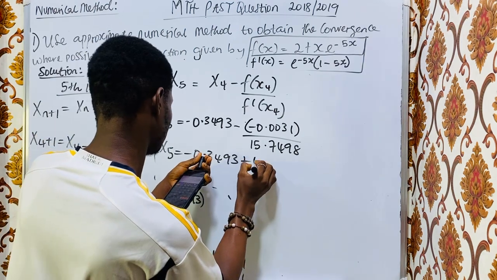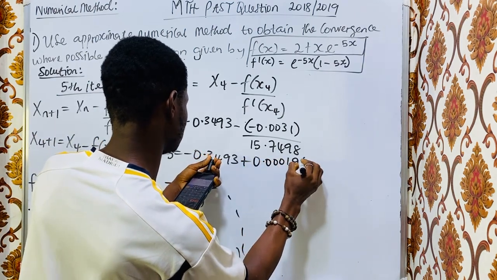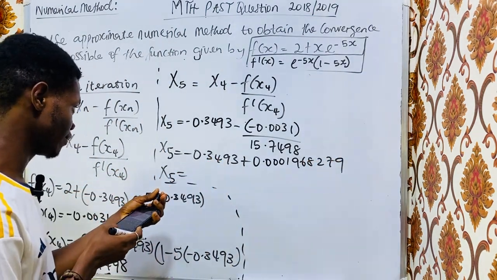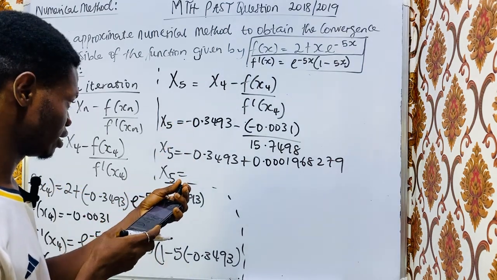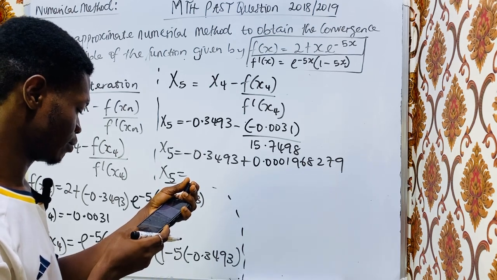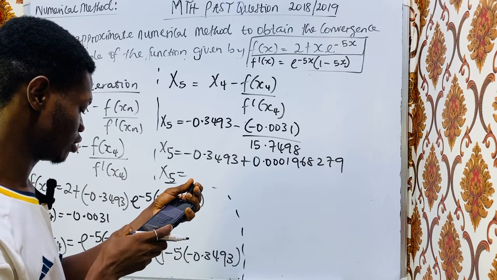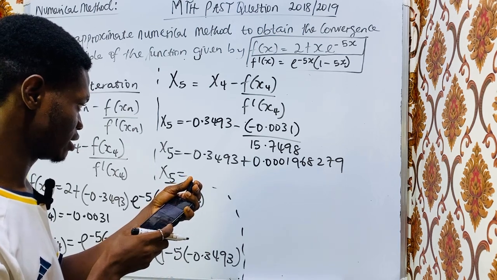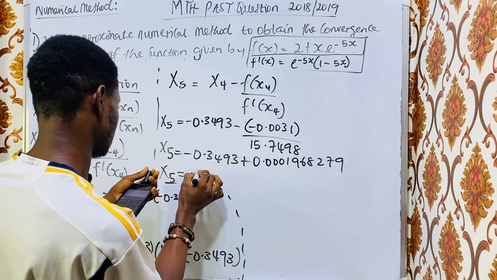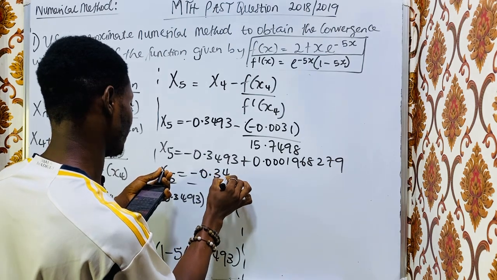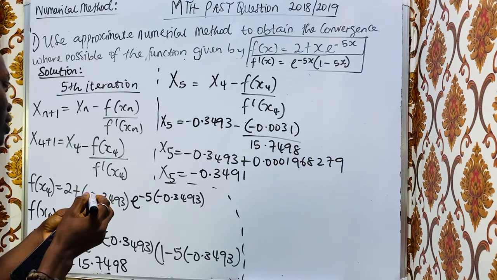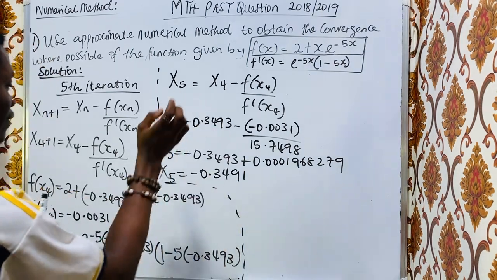So we'll be getting 0.0001968279. So when we add them, x5 is going to be negative 0.3493 plus 0.0001968276. So we are getting negative 0.3491. Okay, so that's our x5.